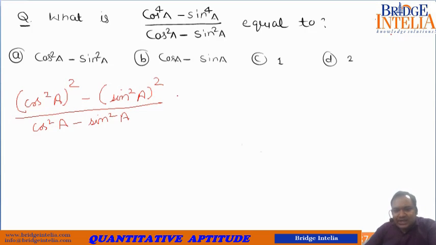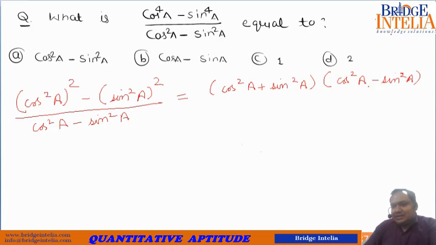So now the numerator has taken the desired form of a square minus b square. So let's further break this down. This will be a plus b into a minus b, where a is cos square a and b is sin square a, and then this whole is divided by this denominator, which is already given. It need not be simplified any further.